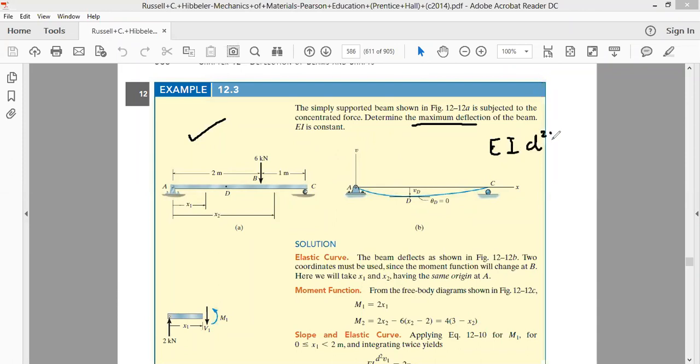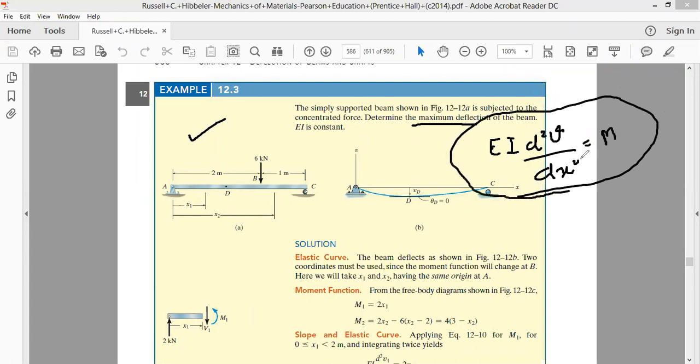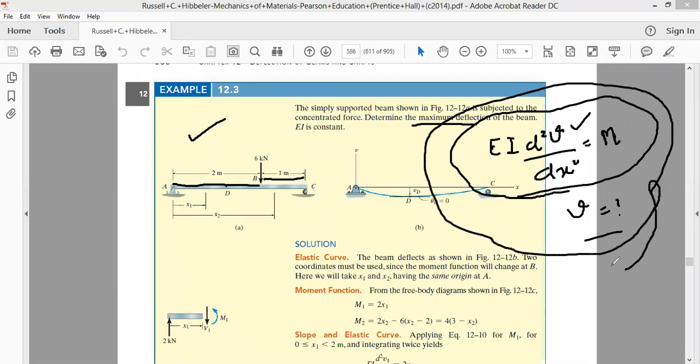d²ν by dx² is equal to M. Okay, you will use this equation. Find the bending moment of this beam for this very section. Apply this equation and obtain the deflection curve. I hope that you will at least try this problem at home, or tomorrow I will myself show how to solve these types of problems.